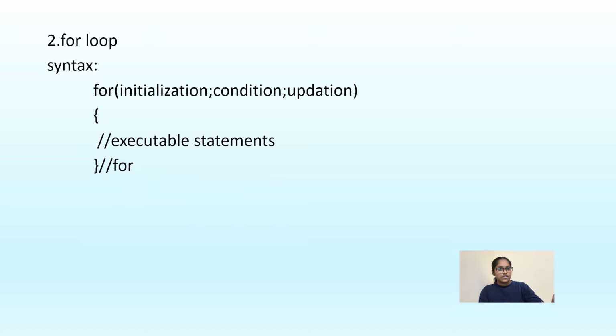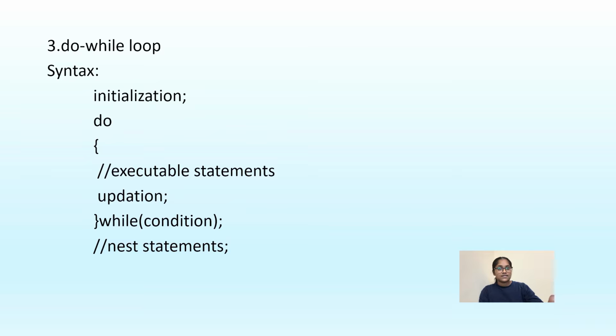Next we have the for loop. For loop is used when the number of iterations is known. The syntax of the for loop is as follows: we initialize and we give the condition, and the updation is done. Then we open the parenthesis and we write the executable statements, then we close the parenthesis.